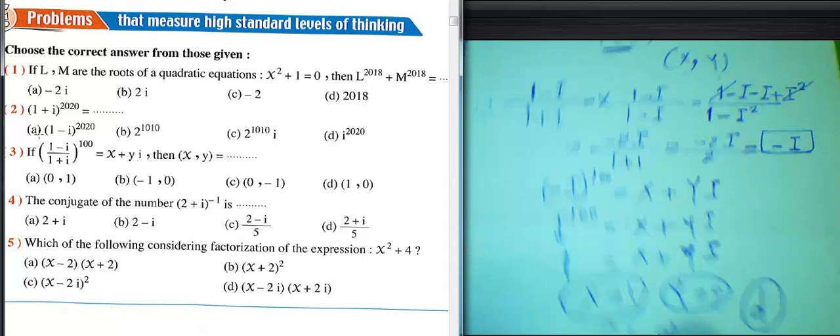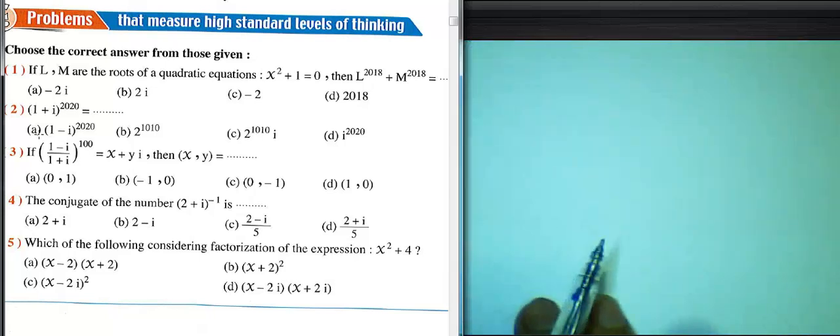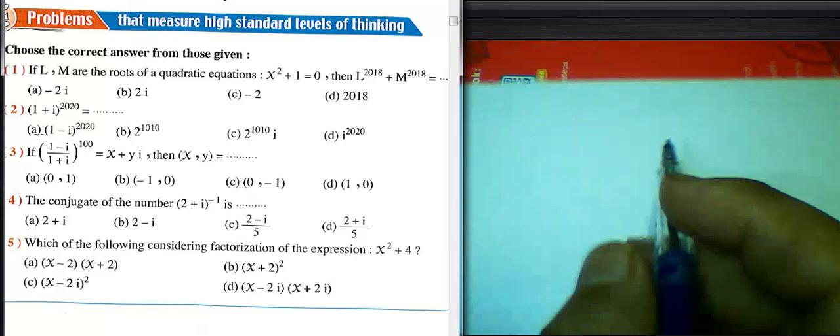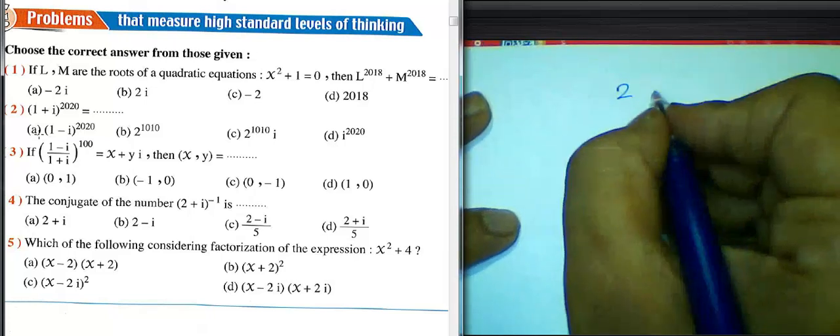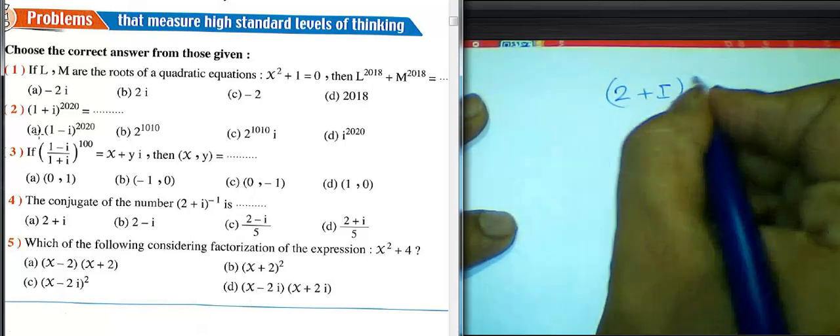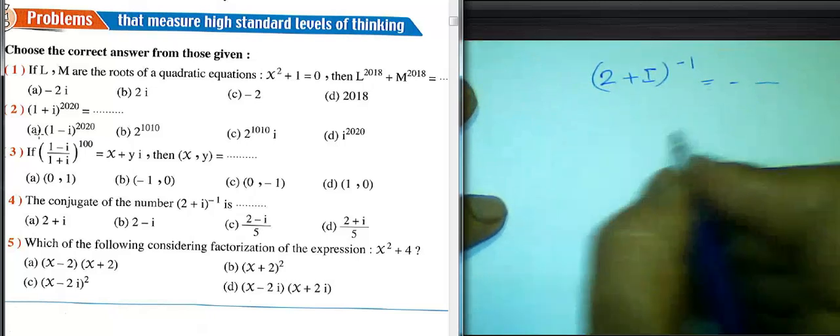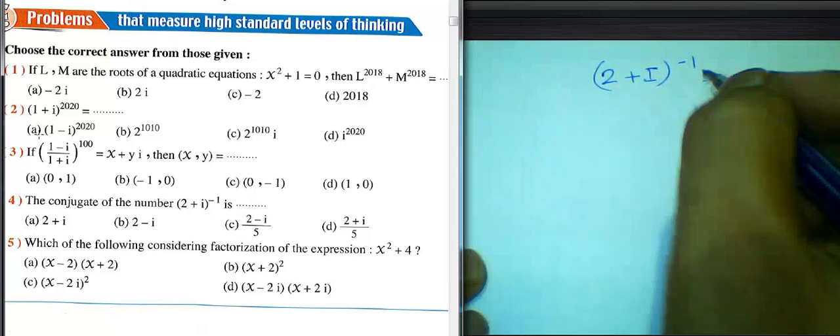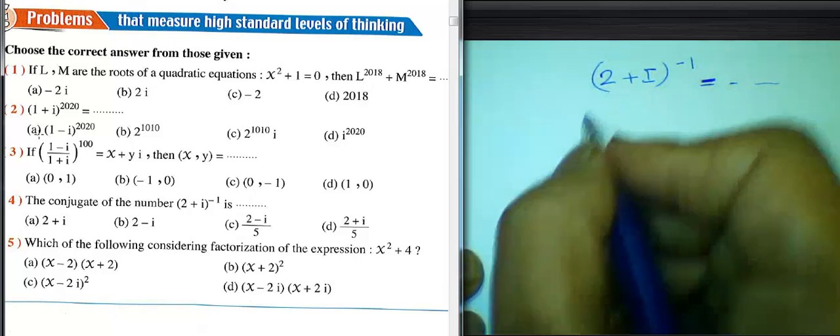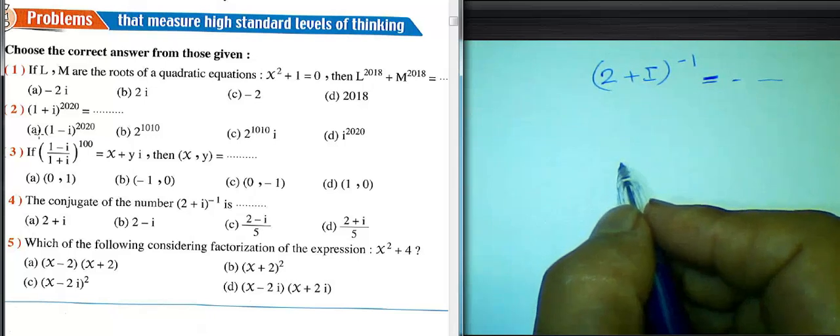Question 4. The conjugate of the number 2 plus i power negative 1 equal what? He wants the conjugate of this. You can solve it and finish. If you finished to simplify it, you can replace the sign of the imaginary number.